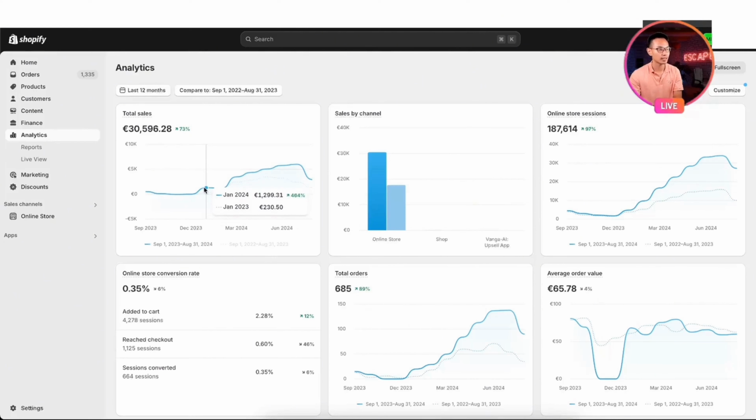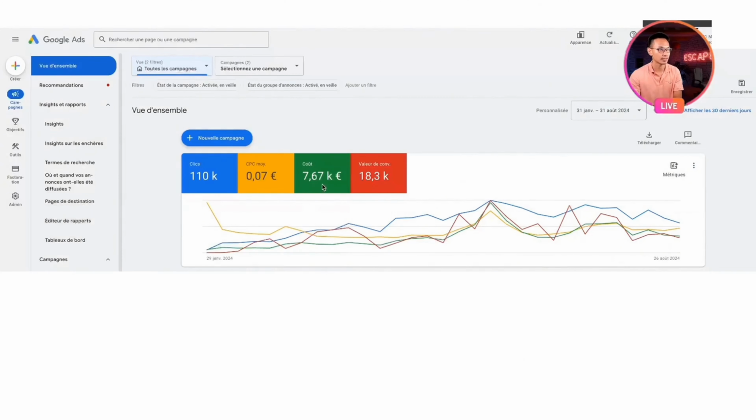We generated 1,300 euros in the first month, and then we activated Google Shopping to generate more and more money until we reached 6,000 euros in sales by July. We have a total of 30,000 euros in sales revenue. If we look at advertising expenses, we end up with about 7,600 euros in ad costs over that entire period.